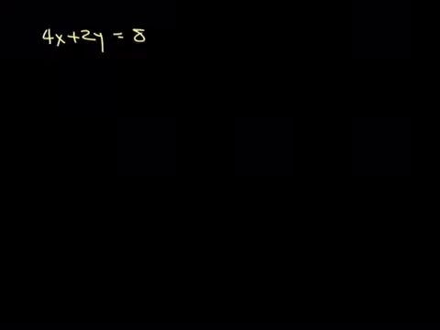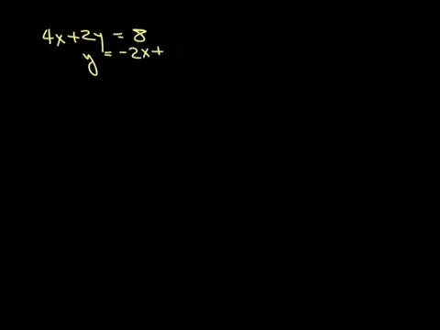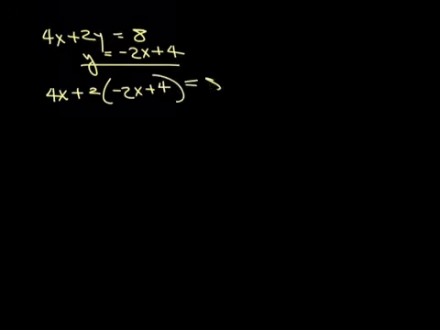So let's see what we've got here. Example number 5, we have 4x plus 2y equals 8, and then we have y equals negative 2x plus 4. And we are using the substitution method. Okay, so they told us what y equals, so let's plug that in for the top problem. So we see a y there, and we put negative 2x plus 4 equals 8.